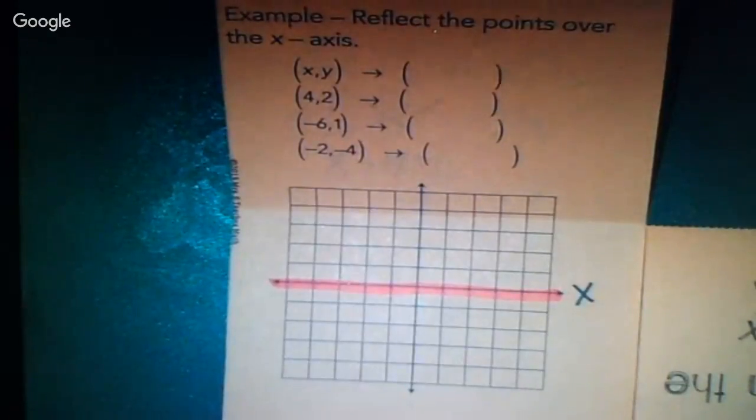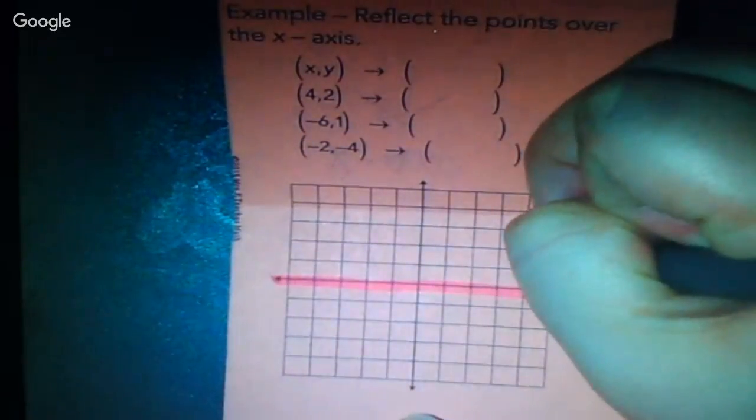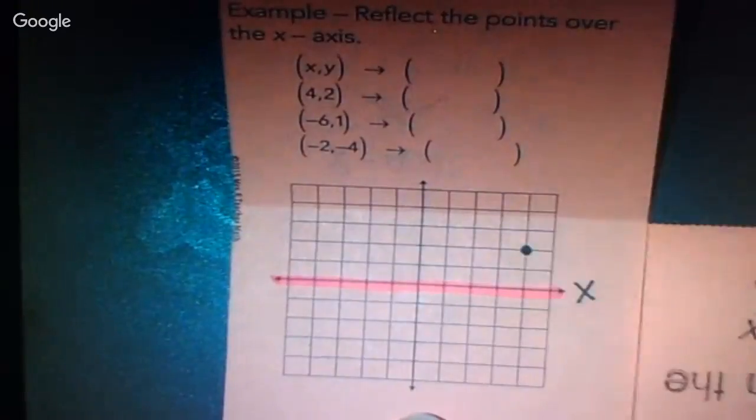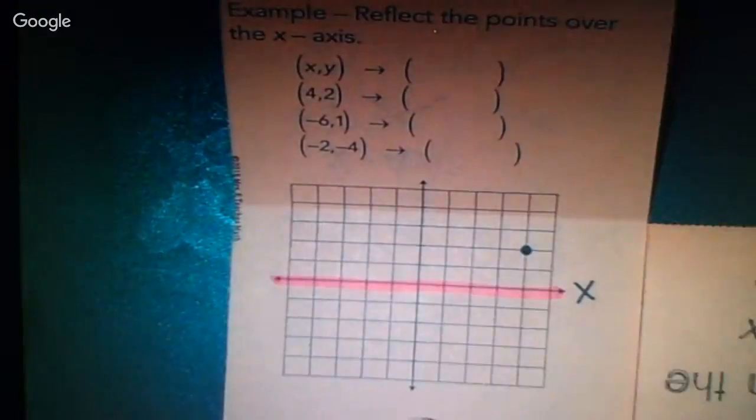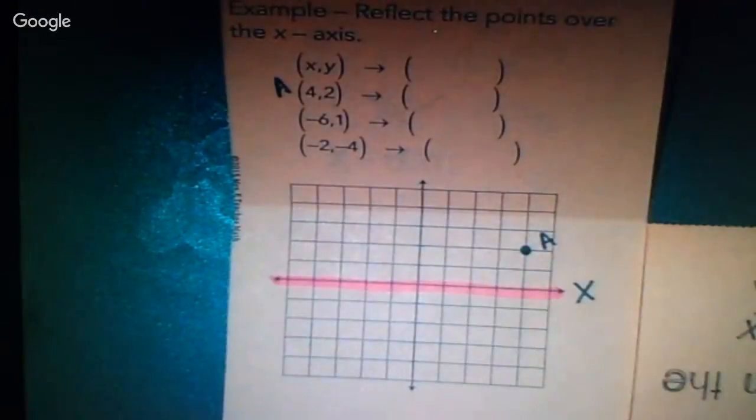So, I'm going to teach you the old school way that you should have learned in middle school when you did this. Then we're going to talk about the rule. So, right now, we start with the point 4, 2. So, that's 4 to the right and 2 up. There's my first point. So, we'll label it A.